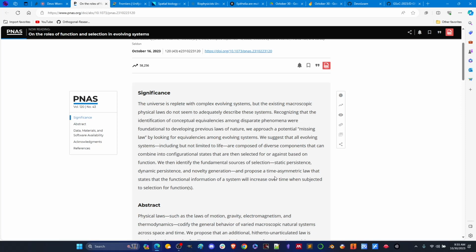And then we can propose a time asymmetric law that states the functional information of a system will increase over time when subjected to selection for functions. So this is where we have this increase of information over time, which is usually the opposite of the way we think of entropy, which is a decrease in information over time. We also think of when we reduce the number of possible configurations as a reduction of energy over time. But actually what they're saying is that information increases. So whereas there's a minimization of energy, a minimization of configurational entropy, there's an increase in information.